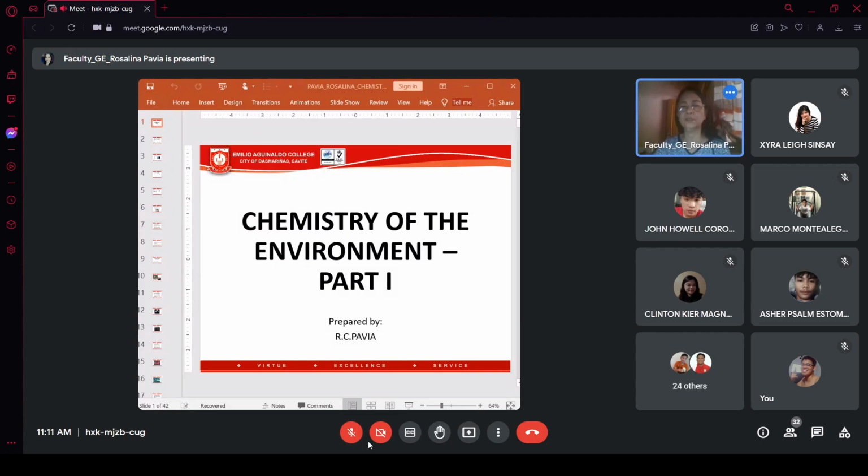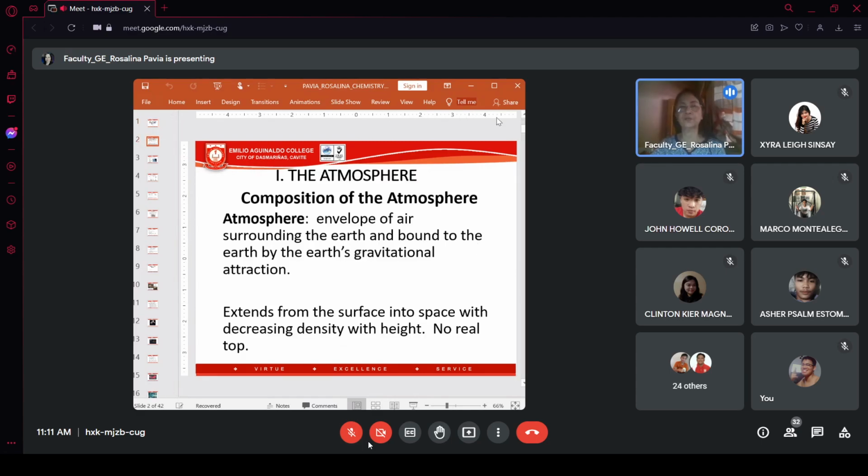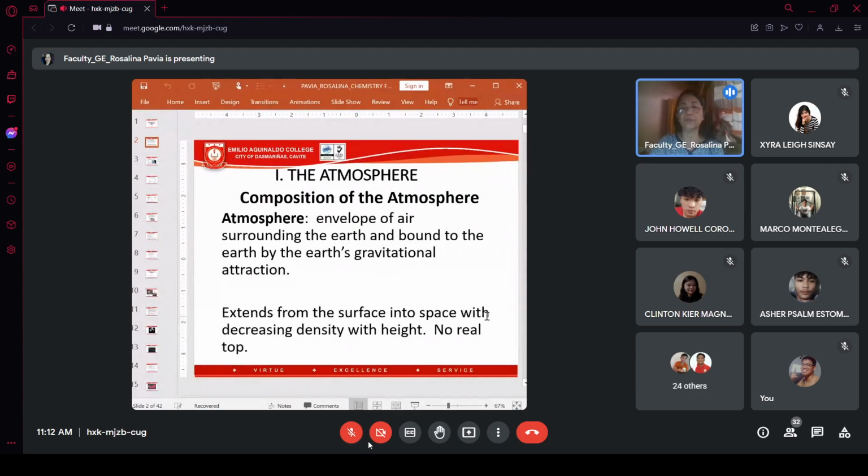Okay, first thing, when you say chemistry of the environment, of course, we deal somehow with the atmosphere. How can we protect our environment, considering what is happening in the atmosphere. So let us define first what atmosphere is. It is an envelope of air surrounding the Earth and bound to the Earth by the Earth's gravitational attraction. Actually, it extends from the surface into space with decreasing density with height.